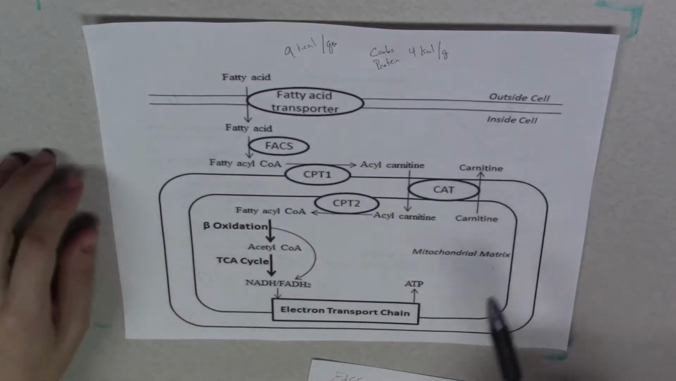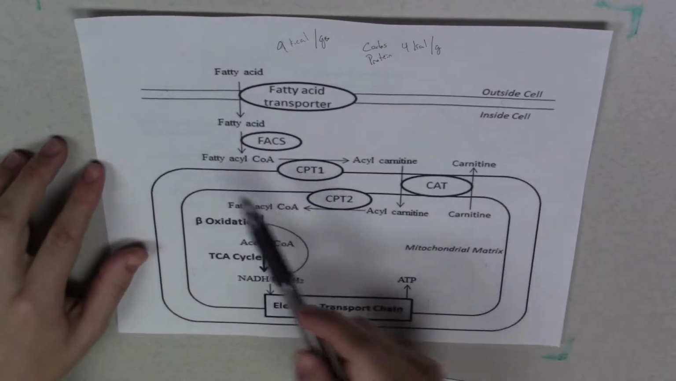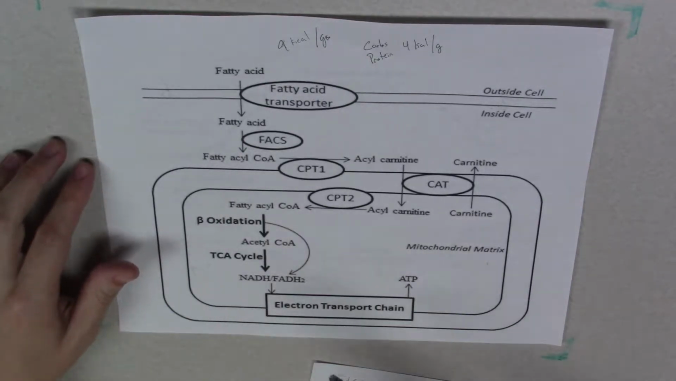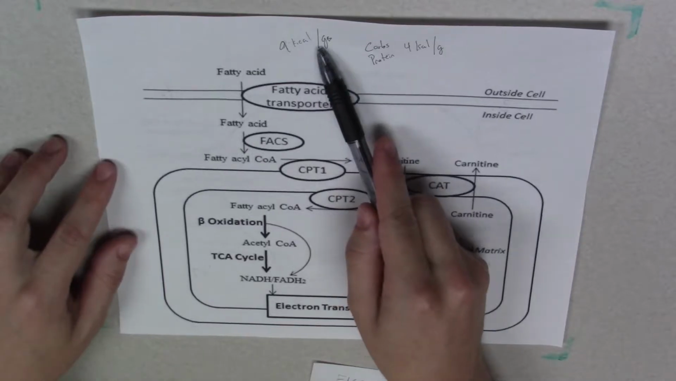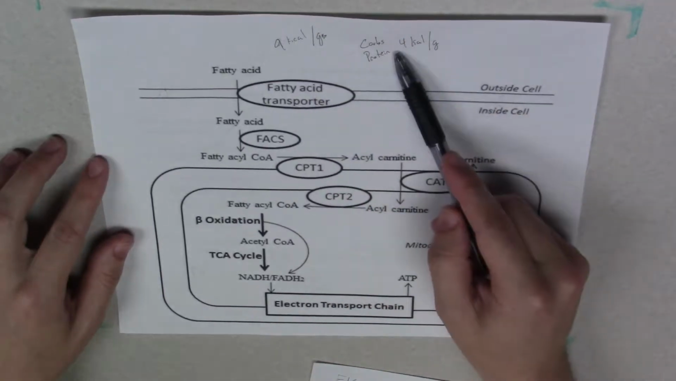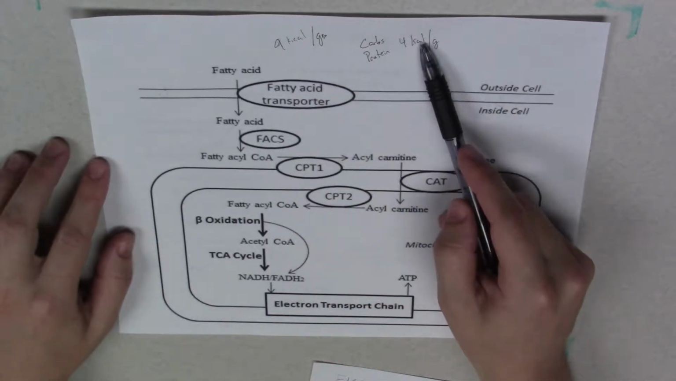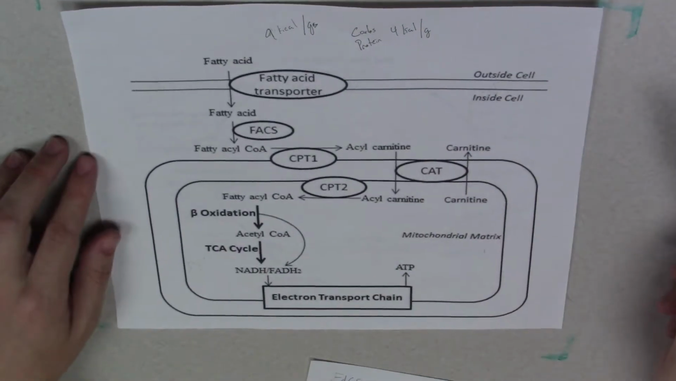So today we're going to talk about beta oxidation of fatty acids. And before we talk about that, I'd like to talk about why we use fatty acids. So fatty acids contain 9 kilocalories per gram consumed, which is more than twice as much as carbohydrates and protein, which only have 4 kilocalories per gram.